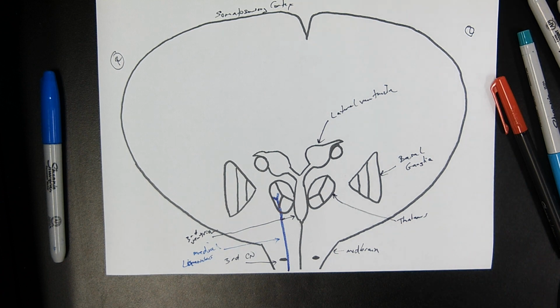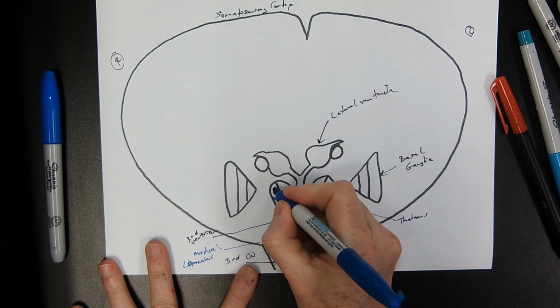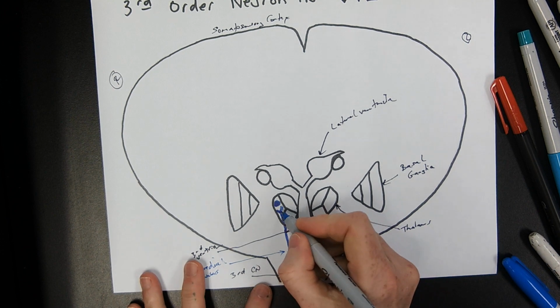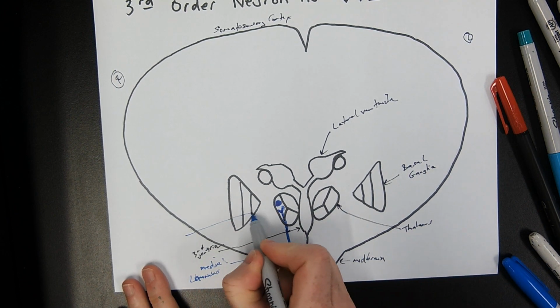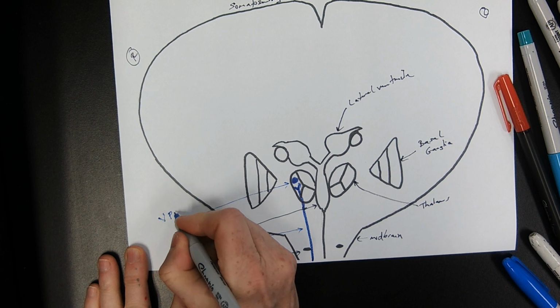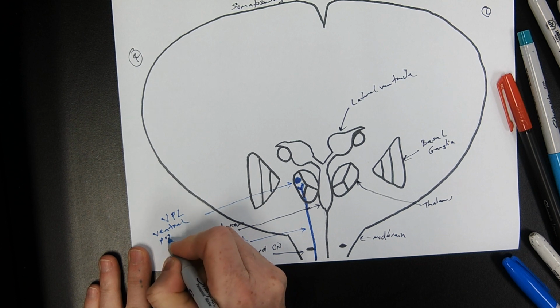Fine touch, proprioception, and vibration. Yes, you got it. That's it. That's where we are. All that information. Now, up here, this medial lemniscus, this second order neuron, is going to synapse here in the thalamus. It's going to synapse on a special nucleus in the thalamus, and that nucleus is abbreviated VPL. It's ventral posterior lateral.